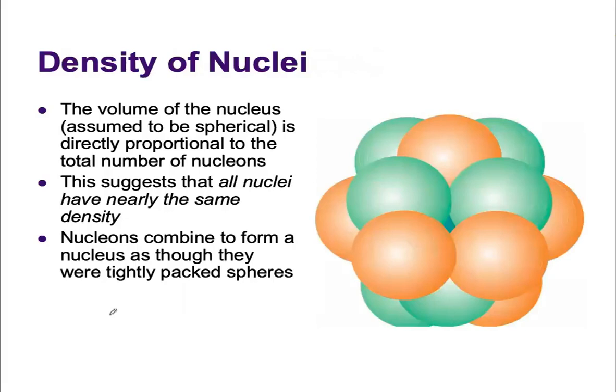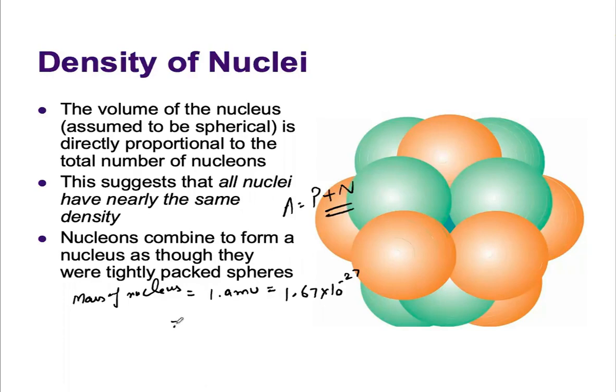And the density of the nucleus, so that we can calculate. The density is equal to mass per unit volume. The mass of the nucleus, if we consider one nucleon, is equal to one atomic mass unit, which is 1.67 × 10^-27 kg. Suppose there are A nucleons, that is the number of protons plus the number of neutrons present. Then the mass becomes A times one atomic mass unit.